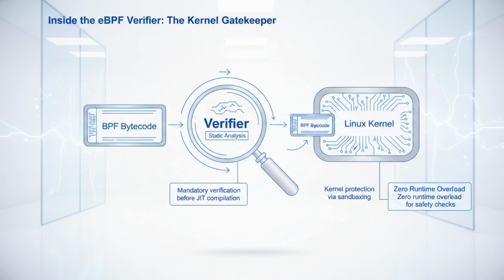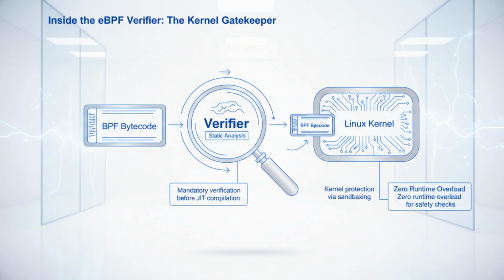Welcome to our deep dive into the eBPF Verifier. In ultra-scalable systems, we need to run custom code within the Linux kernel without compromising its stability. The eBPF Verifier is the critical component that performs static analysis on BPF bytecode before it is ever executed. It acts as a gatekeeper, ensuring that programs are safe, will terminate, and cannot crash the system.